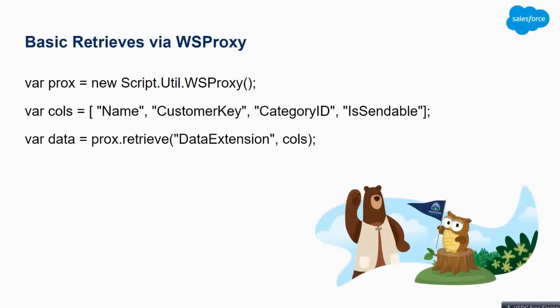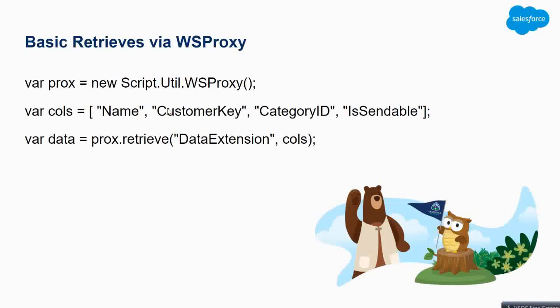Now retrieve via WS proxy. So let's say you want to retrieve a particular data extension. In this case, it will retrieve all the data extensions in the first page. Okay, so in SFMC you might have multiple data extensions, so that can be in the form of pages. Let's say in the first page you have 10 data extensions, in the second page you have 10 more data extensions. So this will retrieve the first 10, for example, or first page data extensions. Okay, however many data extensions are there on the first page, it will retrieve that.